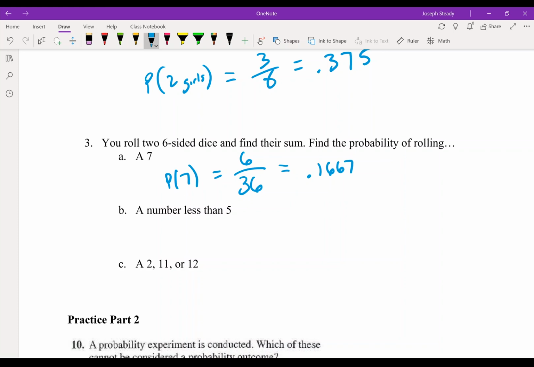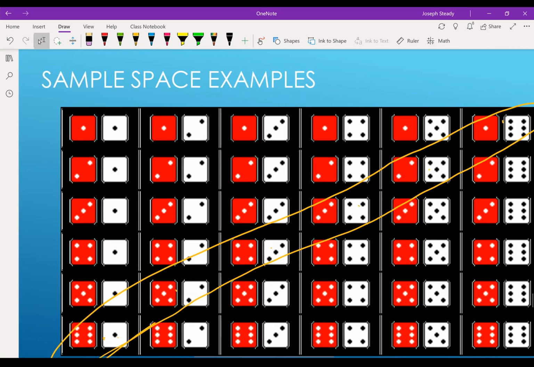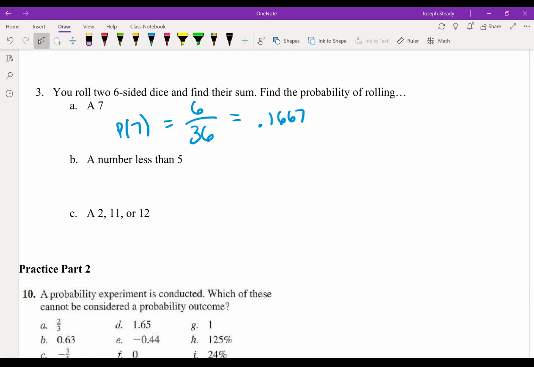A sum less than 5. So let's check that one out. Less than 5 means I'm getting a 2, a 3, or a 4. Remember, it's impossible to get a 1. So this works, these work, and these work. 5 itself does not work, so I can't count these. So 1, 2, 3, 4, 5, 6 again. That's a coincidence, not something special. So in this case, the probability of getting less than 5 is 6 out of 36 again.